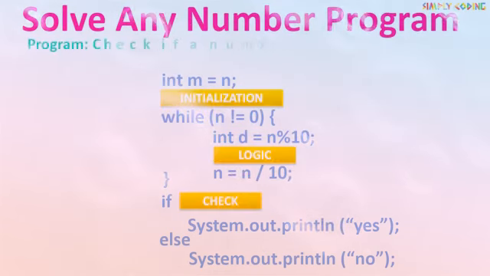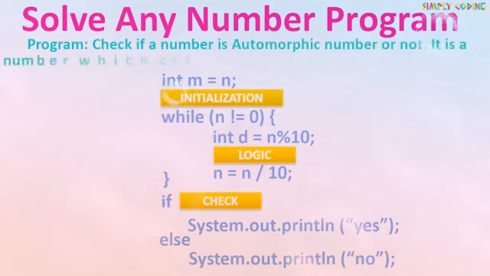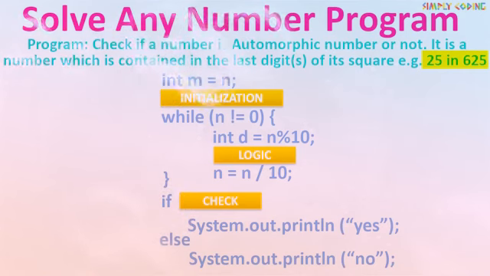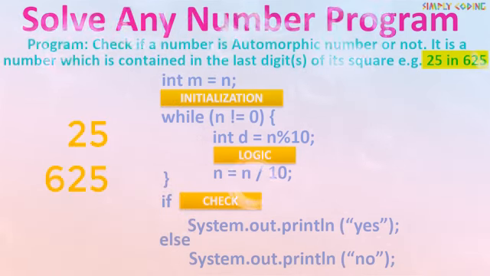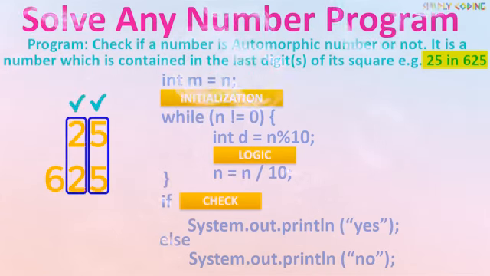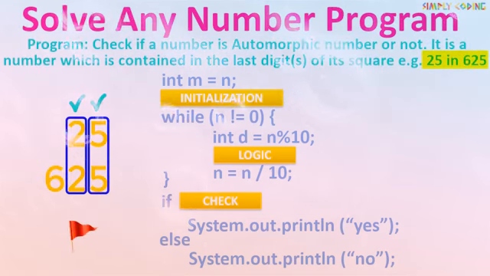Now let's do automorphic number. An automorphic number is a number which is contained in the last digits of its square. Example, 25 is an automorphic number as its square is 625 and 25 is present as the last two digits. Here we have the number and its square. The logic we will use is that we will break digits out of both numbers and then compare to see if they match. If any of them does not match, we will raise a flag.